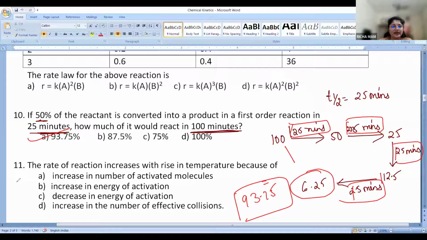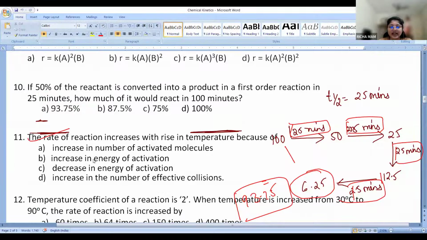Is it clear? Okay, let us go for the next one. The rate of the reaction increases with rise in temperature because of: A, increase in number of activated molecules; B, increase in energy of activation; C, decreasing energy of activation; and D, increase in the number of effective collisions.